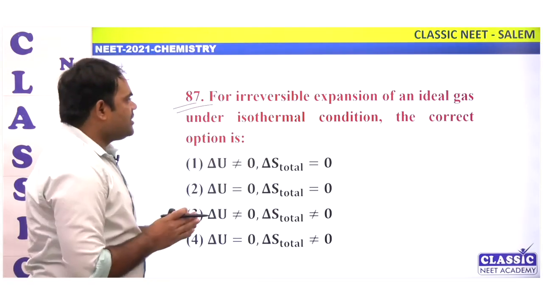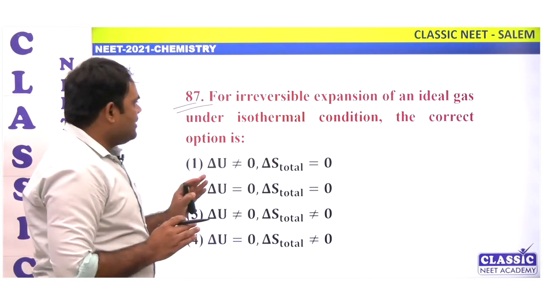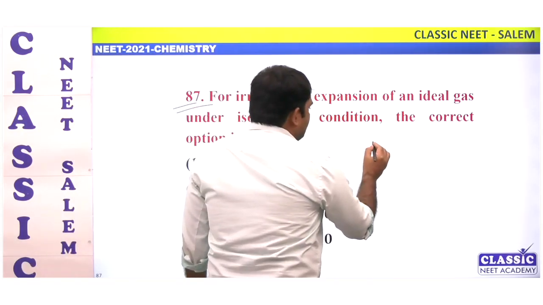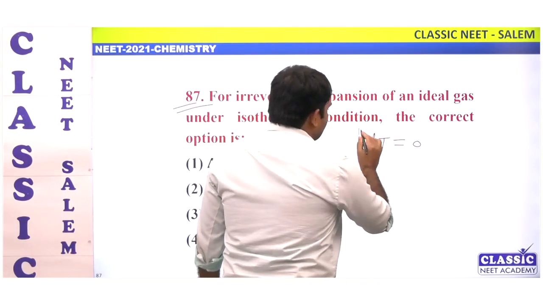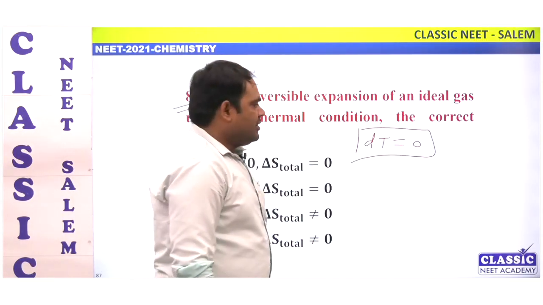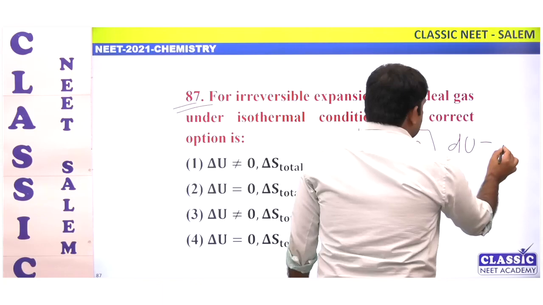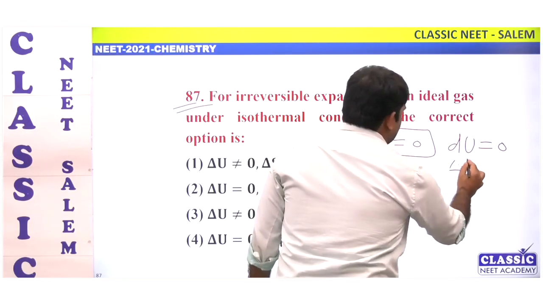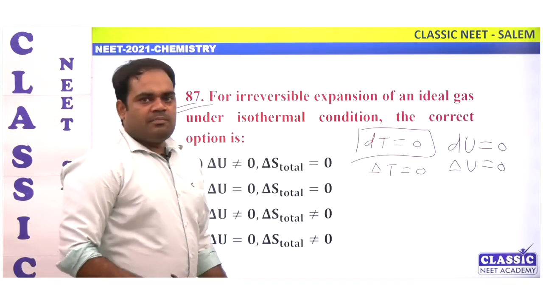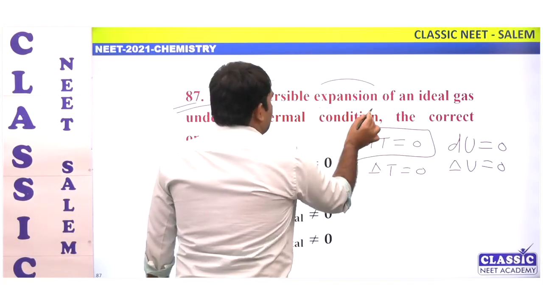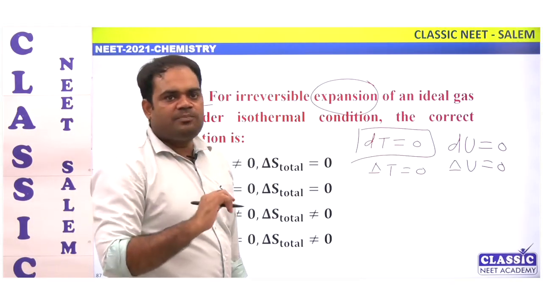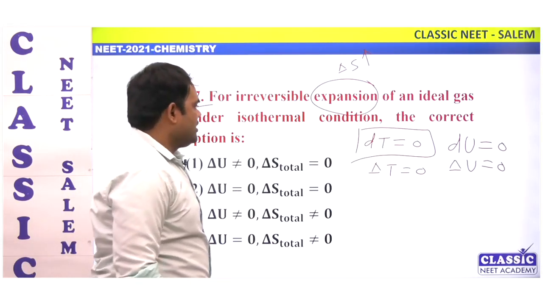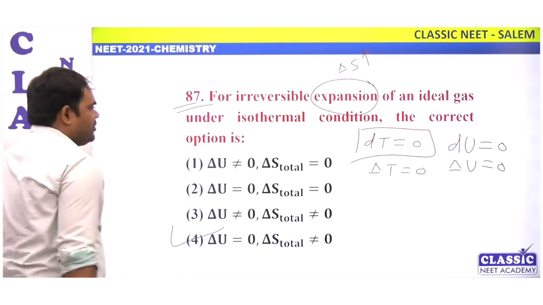87. For irreversible expansion of an ideal gas under isothermal condition, the correct option is that. So look, in isothermal condition, the change in temperature will be 0. If there is no change in temperature, what about the change in internal energy? That will be 0. So delta T is equal to 0 and delta U is equal to 0. But if expansion is going on, what about the entropy? Entropy is always increasing. The change in entropy is positive during the expansion. So which one is the correct answer? The fourth one.